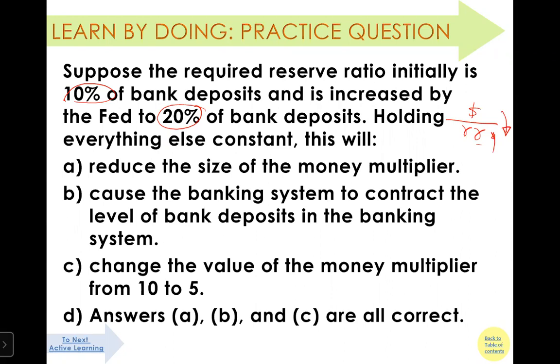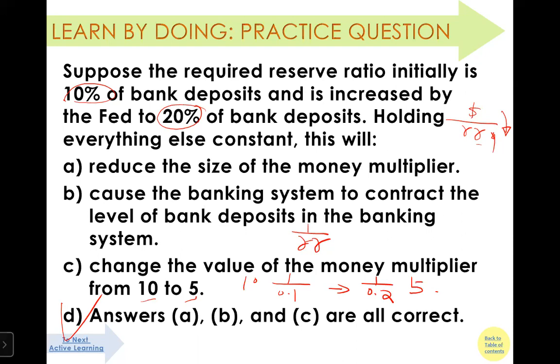C, change the value of the money multiplier from 10 to 5. So the money multiplier equals 1 over RR, right? And then it's going to change from 1 over 0.1 to 1 over 0.2. So this is 10, this is 5. Okay, so hence the answer is D.